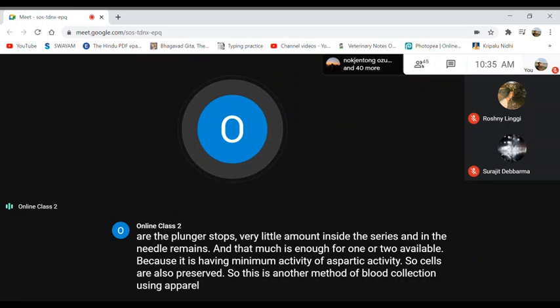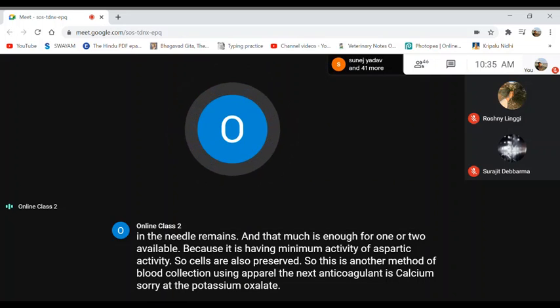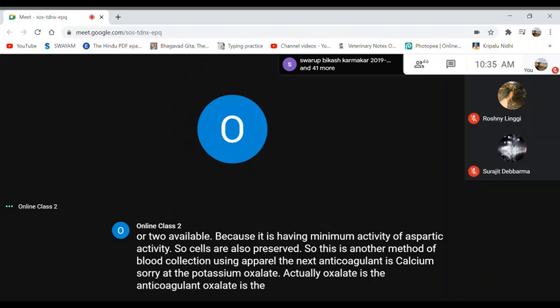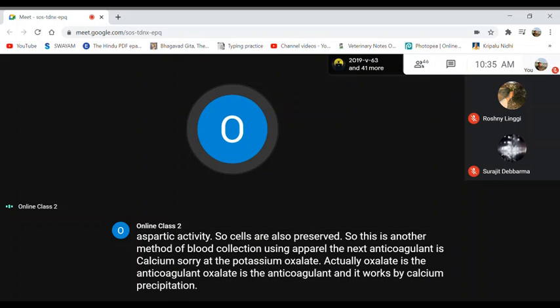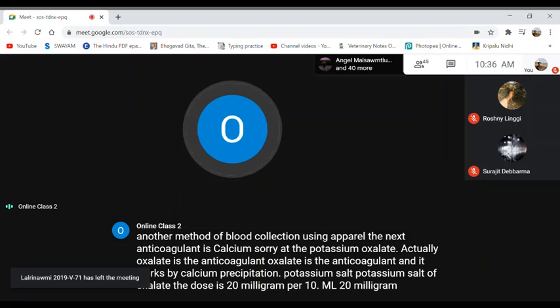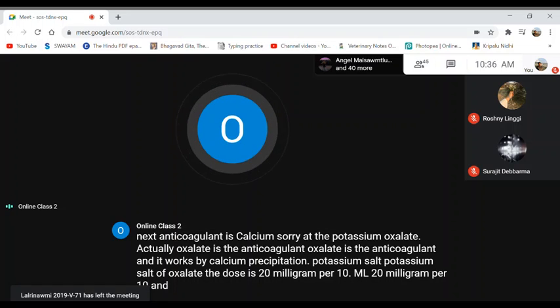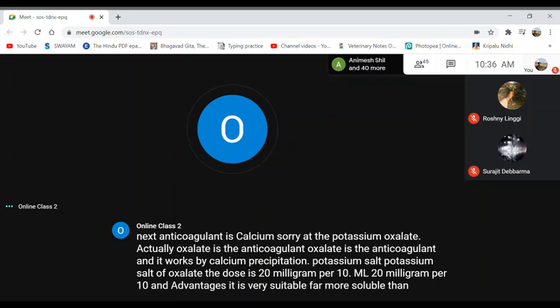The next anticoagulant is potassium oxalate. Actually, oxalate is the anticoagulant, and it works by calcium precipitation. Potassium salt of oxalate. The dose is 20 milligram per 10 ml. Advantage is it is very soluble, far more soluble than EDTA.